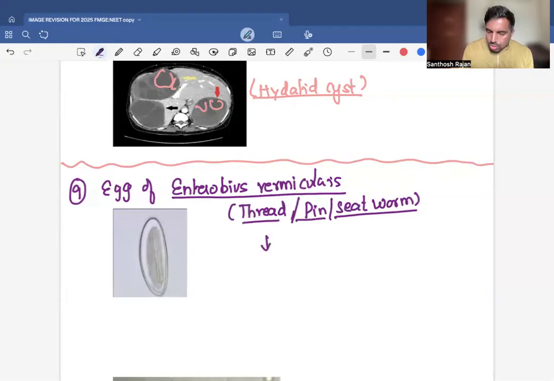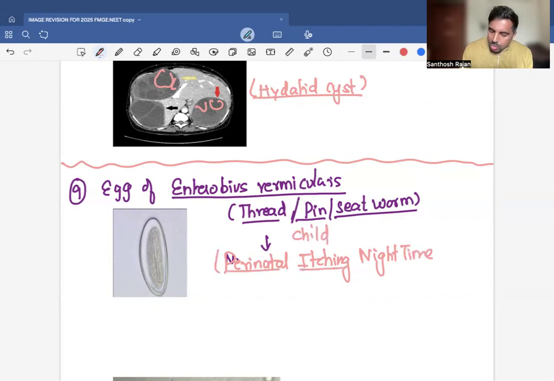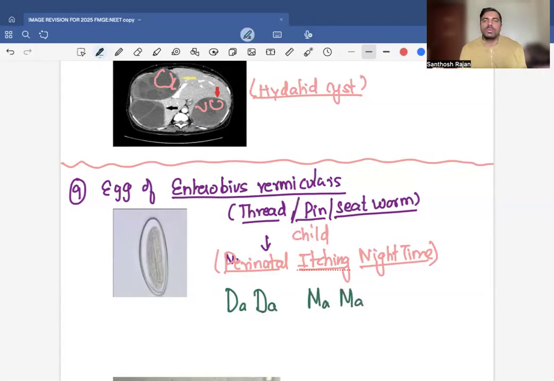So now what happened? Two things you should do. The child gets perianal itching at nighttime. I'm going to write it here. The main thing is perianal itching at nighttime. This is the characteristic word they'll give you. So when the child is having this perianal itching at night time, the child will say two words. Either first it will call dada, and then it will call mama. Dada, mama, right? Dada, mama, or Mimi. Sometimes you can make Mimi, mama.